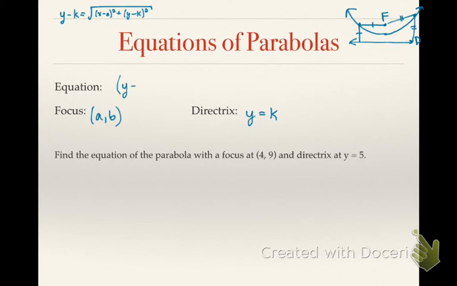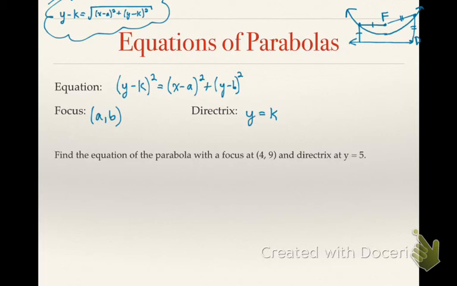So I'm going to write the equation as (y minus k) squared is equal to (x minus a) squared plus (y minus b) squared. It's the exact same thing as the equation which represents the definition of a parabola, but it's much easier, I think, to work with, and it looks closely like the equation of a circle, right? Instead of an r squared, we have a (y minus k) squared.